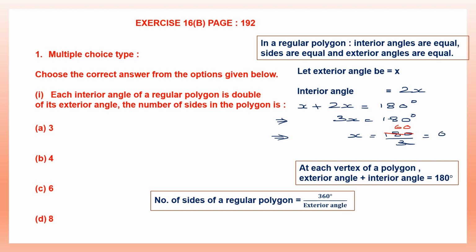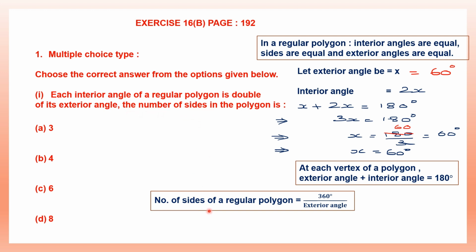That means x is equal to 60 degrees. We have found the value of x and x is 60 degrees. And what is x? x is the exterior angle. Remember, we started by saying let the exterior angle be x. So now we have found the value of the exterior angle and that is 60 degrees. Now why do we need to find the exterior angle? Because we can use this formula to find the sides because we have been asked to find the sides.